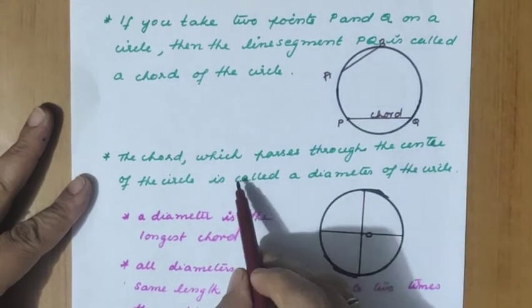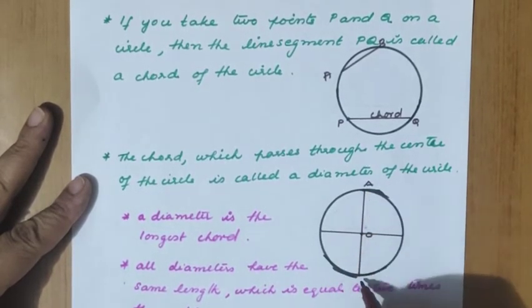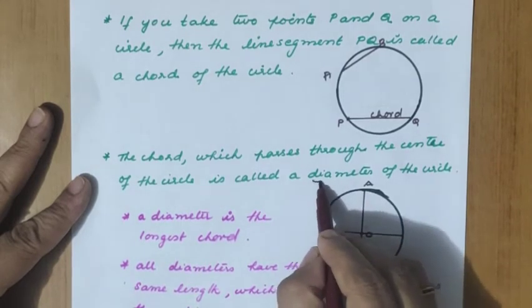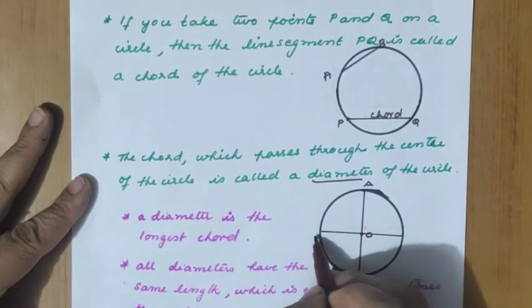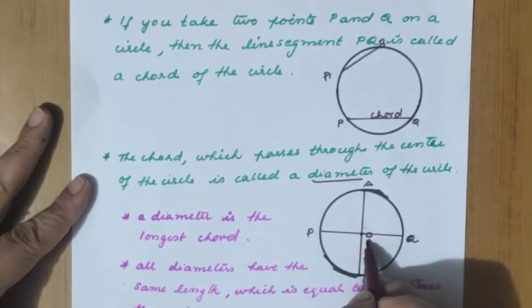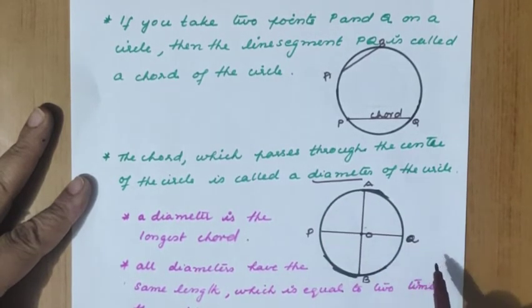The chord which passes through the center of the circle, let us take A, O is the center, B. So AB is first a chord. At the same time it passes through the center of the circle. So AB is called a diameter. Another name for the diameter, here what I have drawn is POQ, because POQ is also passing through the center of the circle. So AOB is also a diameter, POQ is also a diameter.